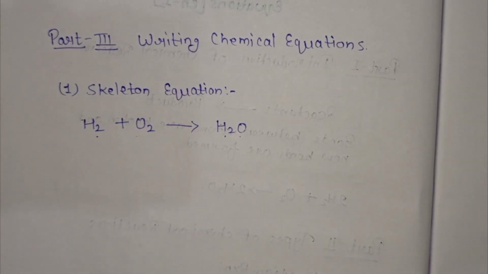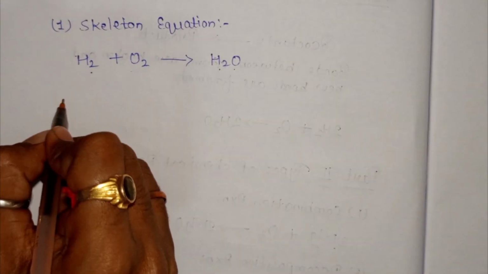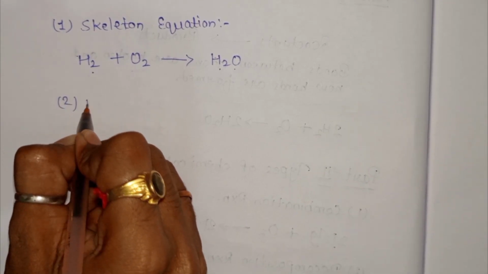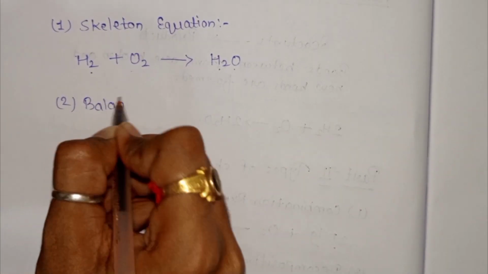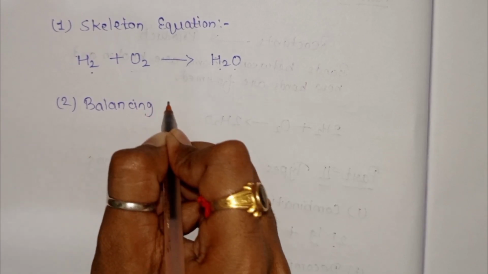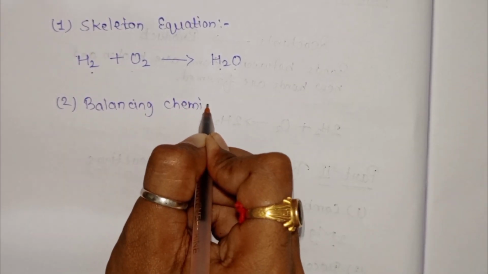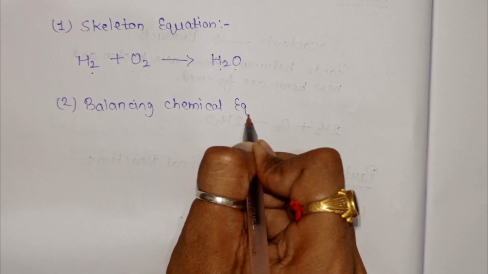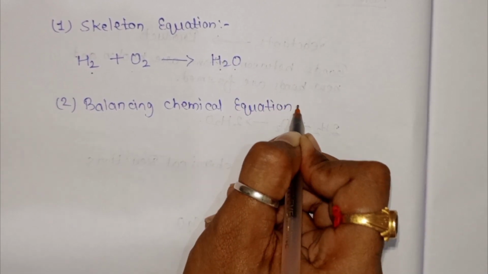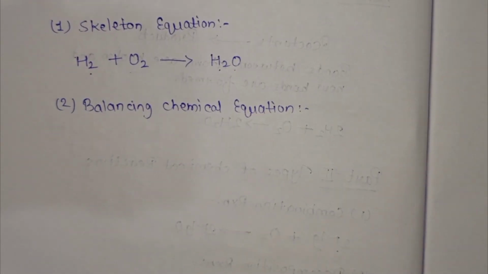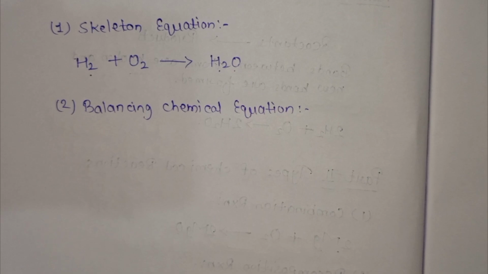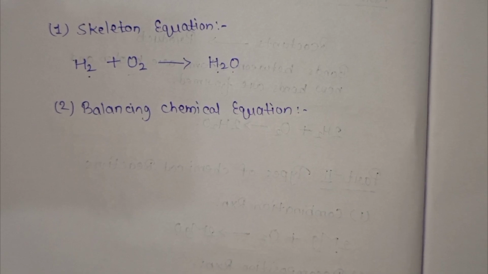The second one is our balanced chemical equation. Balancing chemical equations. But there's a catch: our skeleton equation needs to be balanced. In a balanced equation, the number of atoms of each element must be the same on both sides.